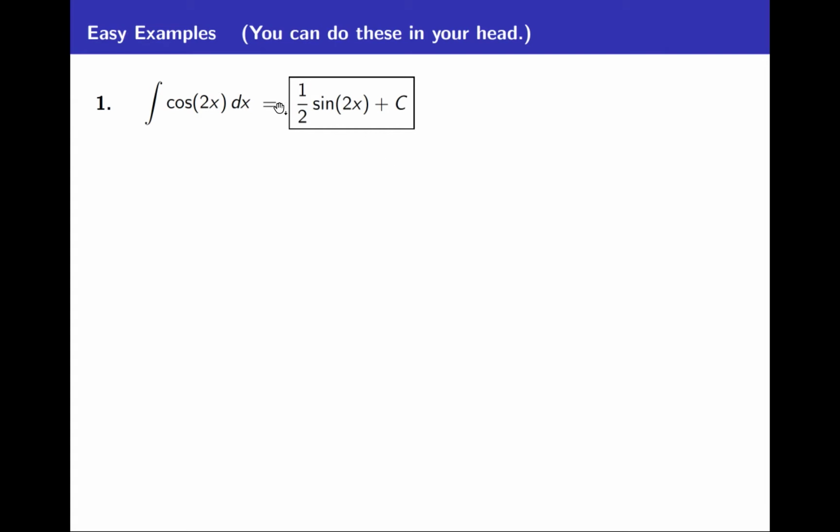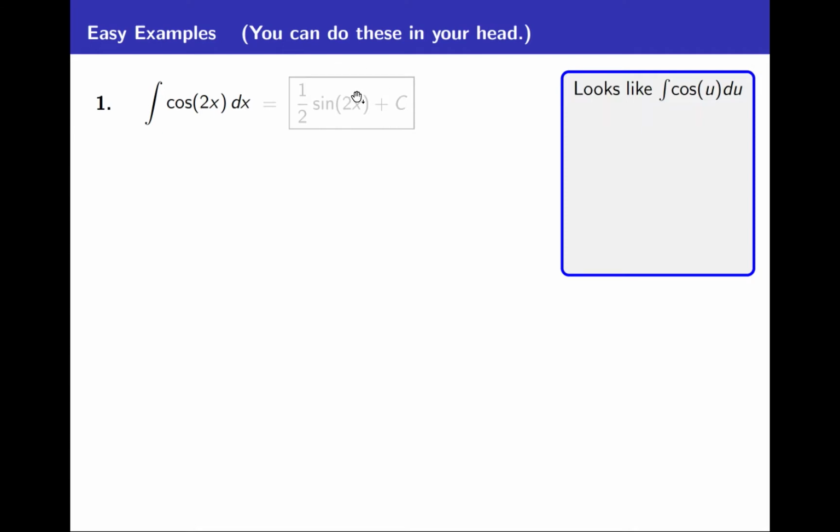But imagine you didn't see that this integral equals this. I'll gray out that solution, and let's use substitution. The integral that we're dealing with most closely matches the integration formula, integral of cosine u du, which is equal to sine of u plus c. So here, what we'd want to do is make the substitution u equals 2x to convert this integral into the simple one. So u is equal to 2x, but then we have to do a little computation to make sure the dx matches up with the du.